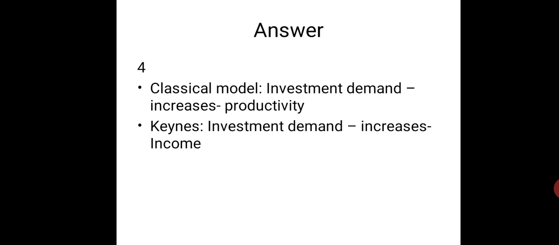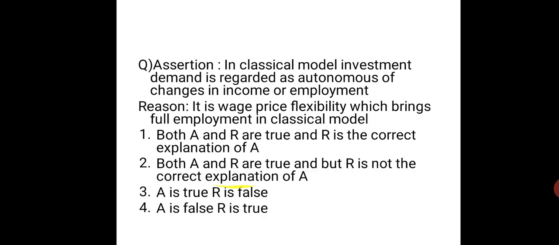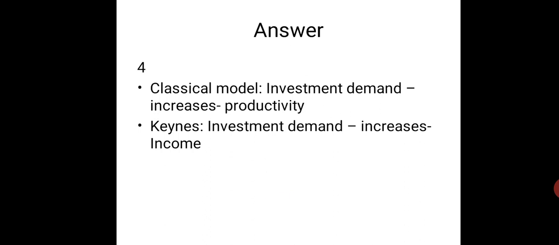Coming to the assertion, that investment demand is regarded on the basis of change in income is wrong, which is actually a statement of Keynes. Keynes believed that investment demand increases because of increase in income, and it will lead to increase in income. But according to classical, it is productivity that will change, not income or employment, because according to them only nominal variables can change, not the real variable. So the assertion is wrong and the reason is true. So the option is 4.